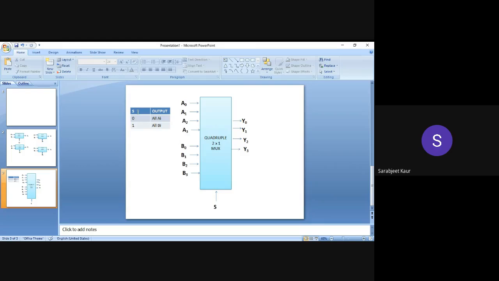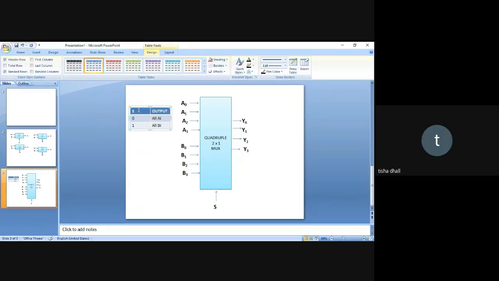Excuse me, ma'am. If we want y0 as 1 and y1 as 0, like different outputs, then what can we do? Please come again. Like in this case, you are saying that if we put s equals to 0, then y0, y1, y2, and y3 will be 0. No, we did not say that. What did we say? Who would like to correct her? Like we will get all A's.